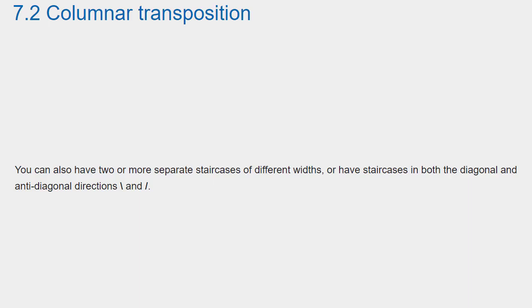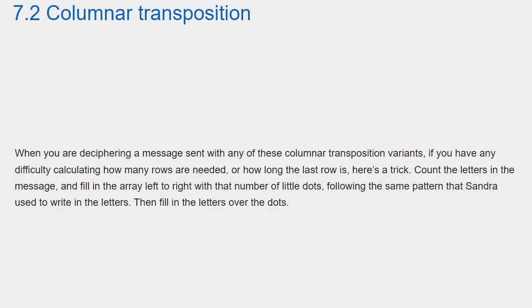You can also have 2 or more separate staircases of different widths, or have staircases in both the diagonal and anti-diagonal directions, / and \. When you are deciphering a message sent with any of these columnar transposition variants, if you have any difficulty calculating how many rows are needed, or how long the last row is, here's a trick.